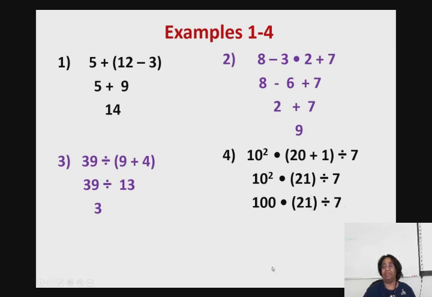Then what do I do? Left, right, left, right. What do I do next? Multiplication, 100 times 21. I get 2100 divided by 7. And then what's 2100 divided by 7? No, 300. You forgot a 0. Yeah, 7 goes into 2100 300 times.